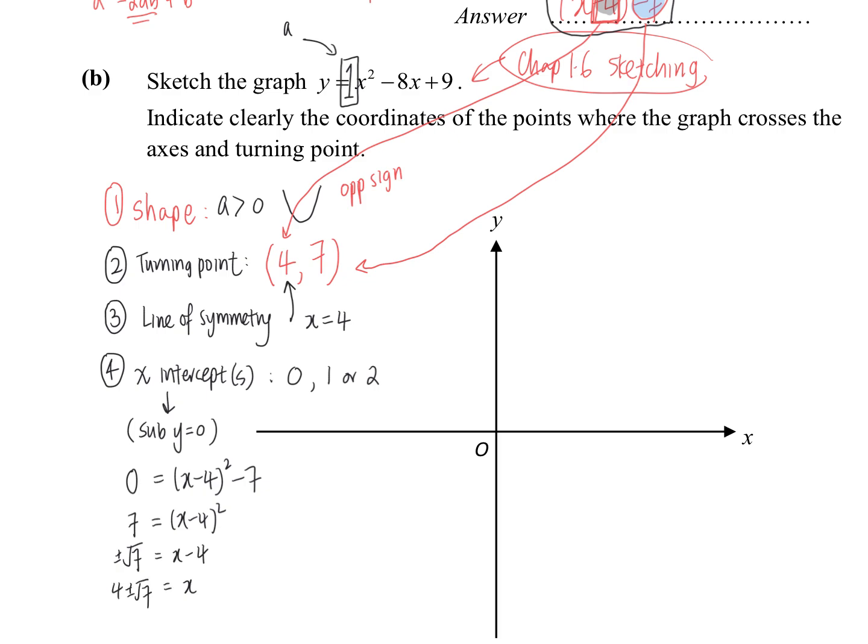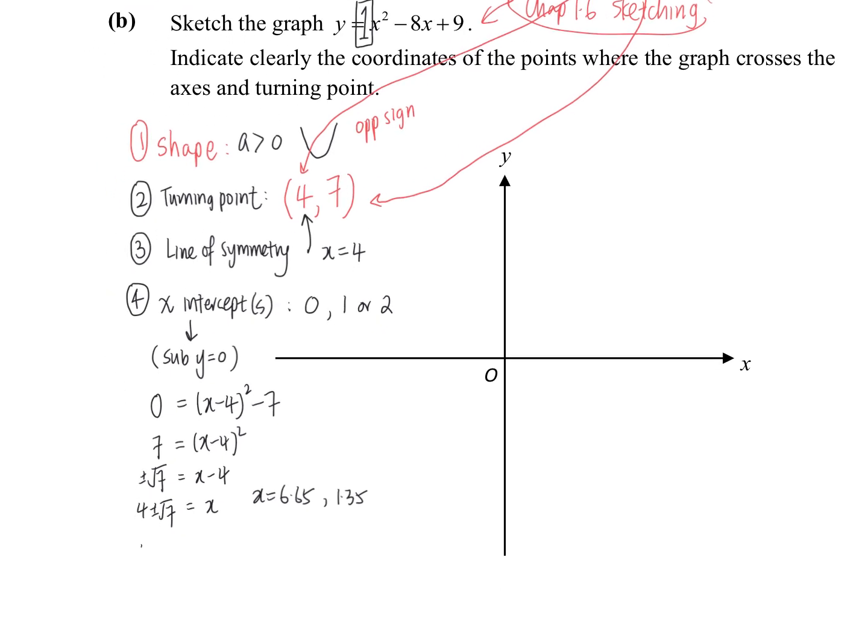Okay, so these are your 2 x-intercepts, 4 plus square root 7 and 4 minus square root 7. If you are a person who likes decimals better, then one is 6.65 and the other one is 1.35. The last one we need to find is the y-intercept. Y-intercept only has 1.